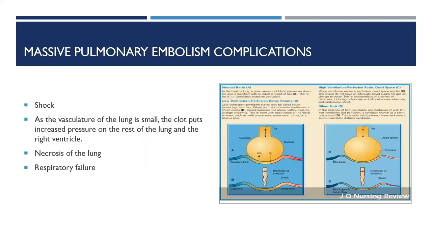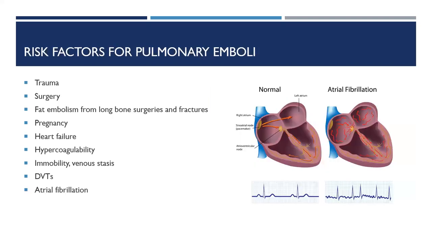So when we have a large pulmonary embolus, complications can be respiratory failure. Our patient can start to go into shock. Eventually death can happen, death of the lung, and then eventual systemic death as a result of not being able to deep breathe and not being able to oxygenate the cells appropriately.